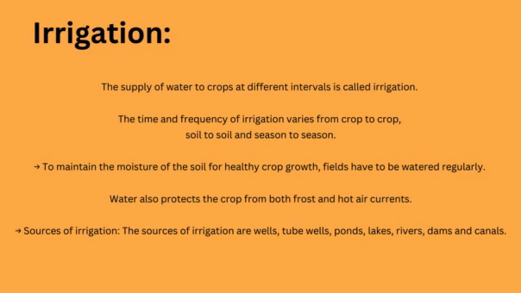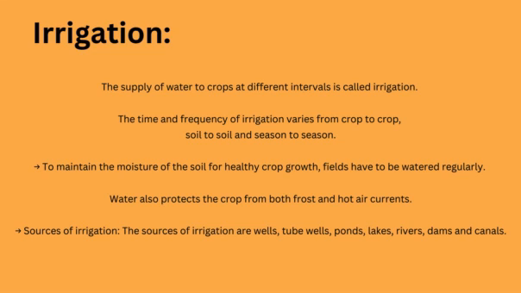Let's discuss the next process, irrigation. So what is irrigation? The supply of water to the crops at different intervals is called irrigation. The time and frequency of irrigation varies from crop to crop, soil to soil and season to season. To maintain the moisture of the soil for healthy crop growth, fields have to be watered regularly. Water also protects the crop from both frost and hot air currents. Sources of irrigation: the sources of irrigation are wells, tube wells, ponds, lakes, rivers, dams and canals.